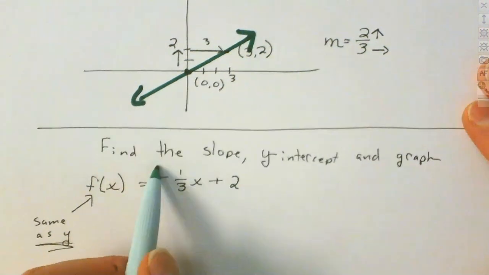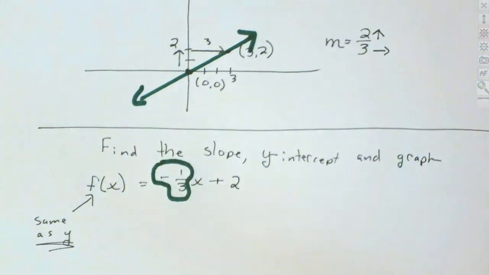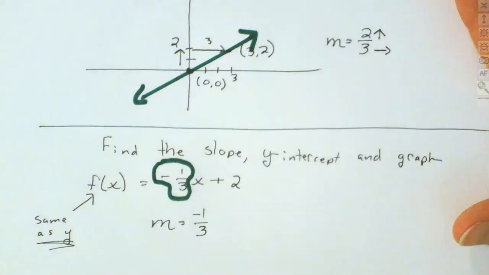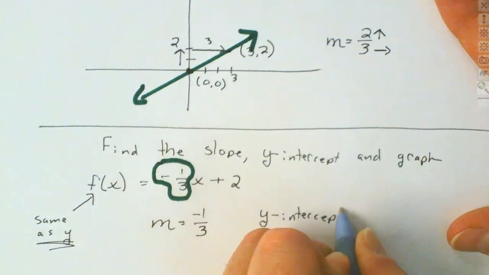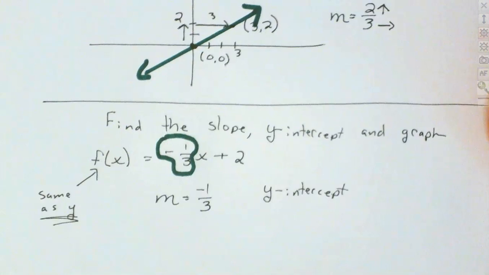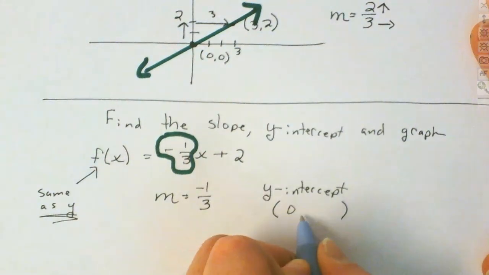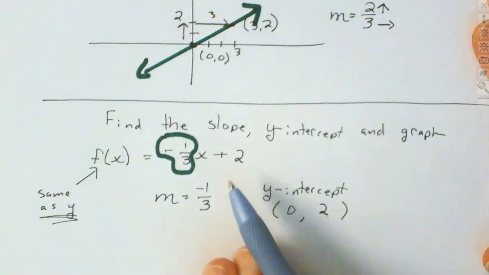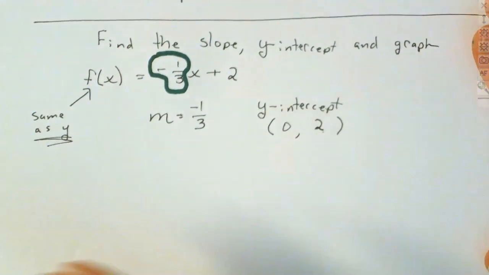So it's already basically been solved for y because f of x is y. And what would my slope be? Okay, it's been solved for y already, so the number in front is my slope. So my slope would be minus 1/3. And what would your y-intercept be? As an ordered pair, what would your y-intercept be? Can someone tell me? I'll give you a hint. It's going to be 0, what? 2. Because it's always 0 in front, and the value here, the b, that is your y-intercept. So in this case, it's going to be 0, 2.